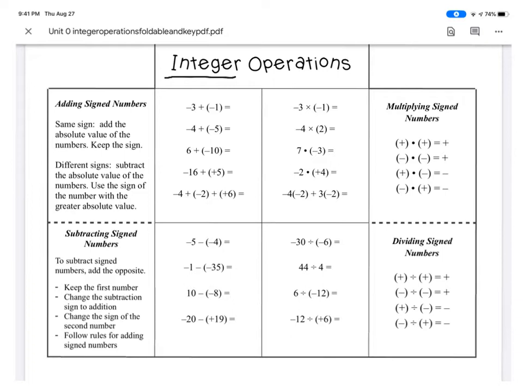Some of you might already have a really good idea of how to do this. Some of you, this is going to be a difficult skill, and it's one we're going to practice and keep exposing ourselves to over the course of the year.